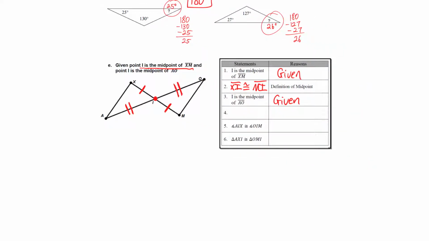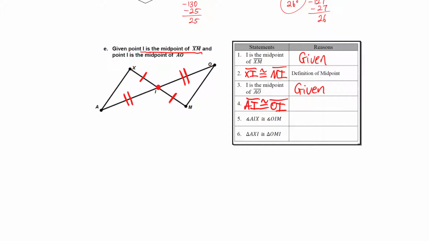So let's write down in letters what we just marked there. So AI is congruent to what? To OI. And the reason that's true is the same reason that number 2 is true. How do I know AI is congruent to OI? Because it's just the definition of a midpoint. That's what a midpoint does.